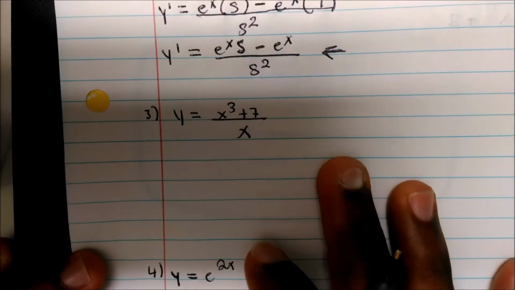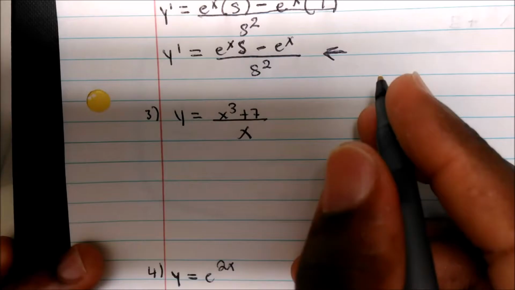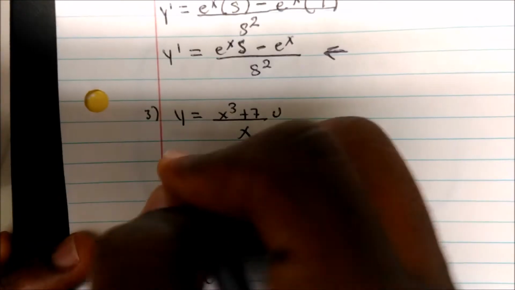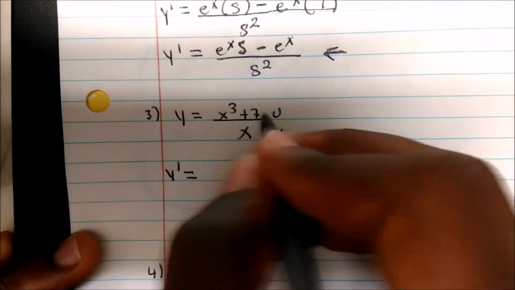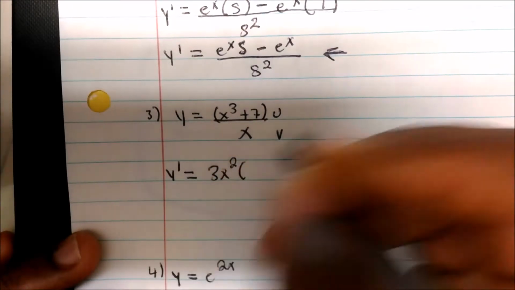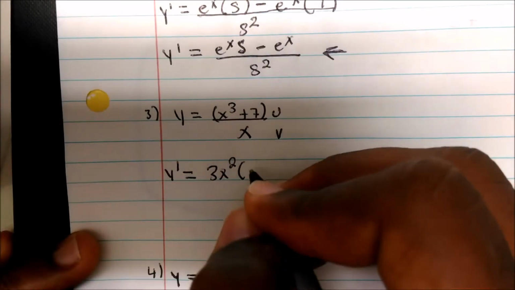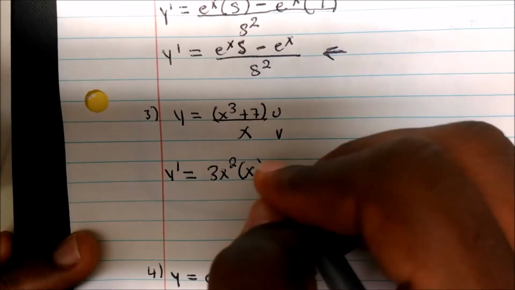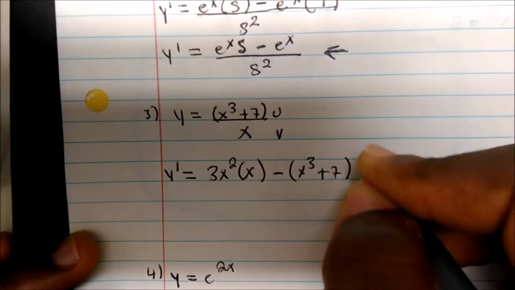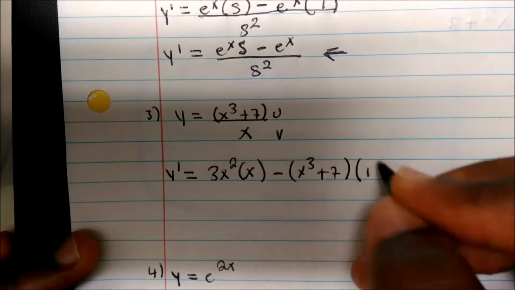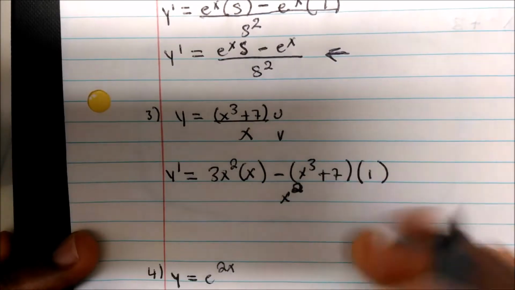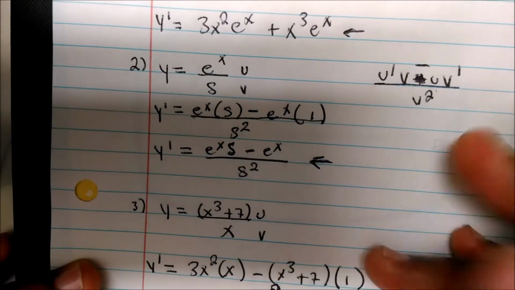Let's look at number three. Again, this is a quotient rule. And so this is u, this is v. So y prime is going to equal derivative of u, this whole thing right here, which is just 3x squared, derivative of 7 is a 0, right, times v, which is just x, minus plain old u, which is just x cubed plus 7, right, times the derivative of v, which is just 1, all divided by x squared. And remember, we're using this rule right here.